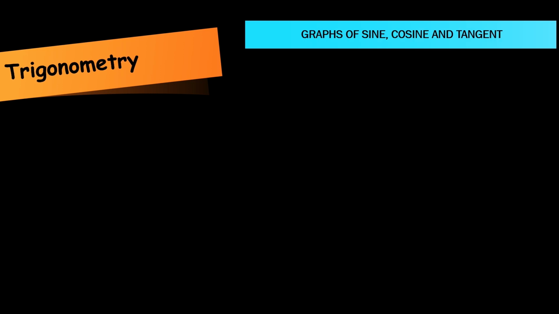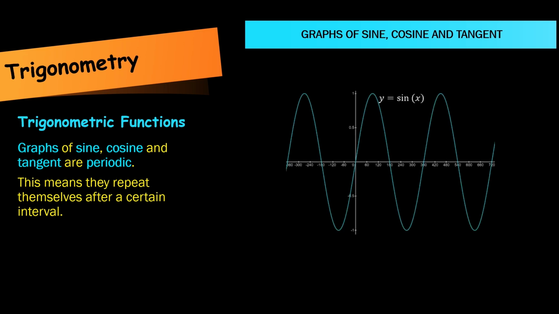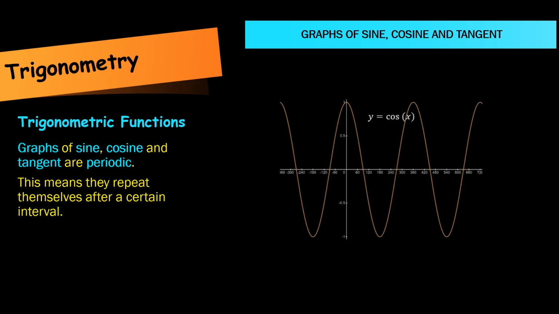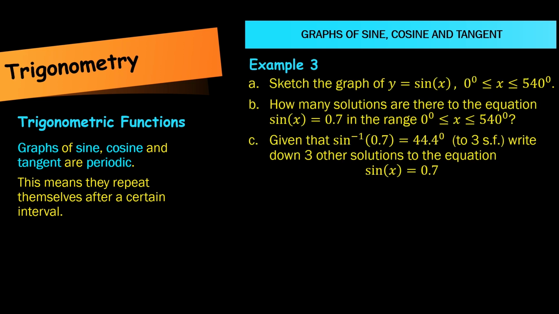Let's now remind ourselves of the graphs of sine, cosine and tangent. The graphs of sine, cosine and tangent are periodic. This means they repeat themselves after a certain interval. So here's the graph of y equals sine x, and here's the graph of y equals cos x, and here's the graph of y equals tan x. We will now take a look at an example which will allow us to see how we can apply graphs to solving equations.